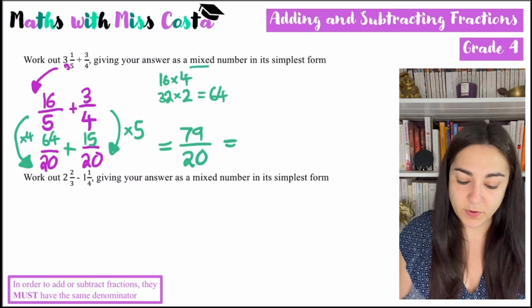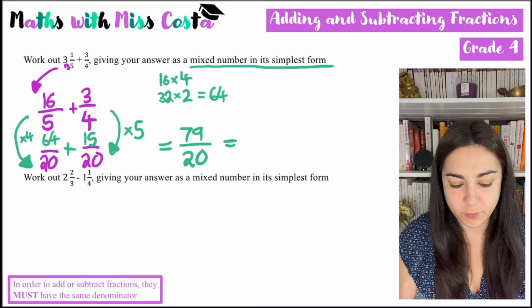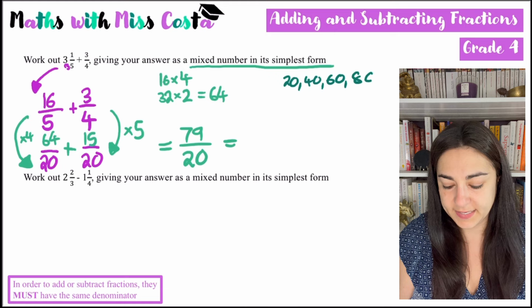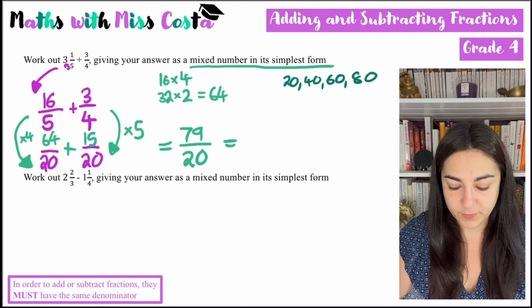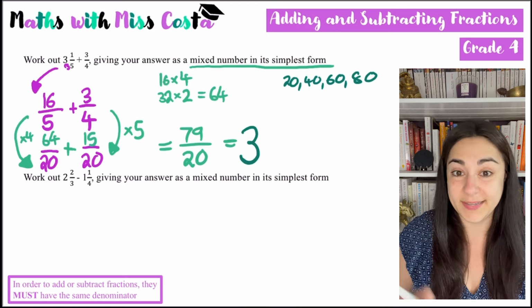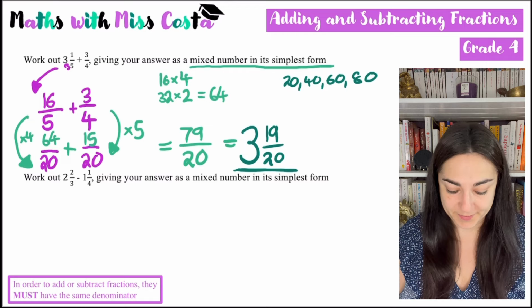And now it says give your answer as a mixed number in its simplest form. So I simply say to myself, okay, how many lots of 20 fit into 79? Well, 20, 40, 60. So that would be 3. And from 60 to 79, there's a remainder of 19. So my final answer would be 3 and 19 over 20.